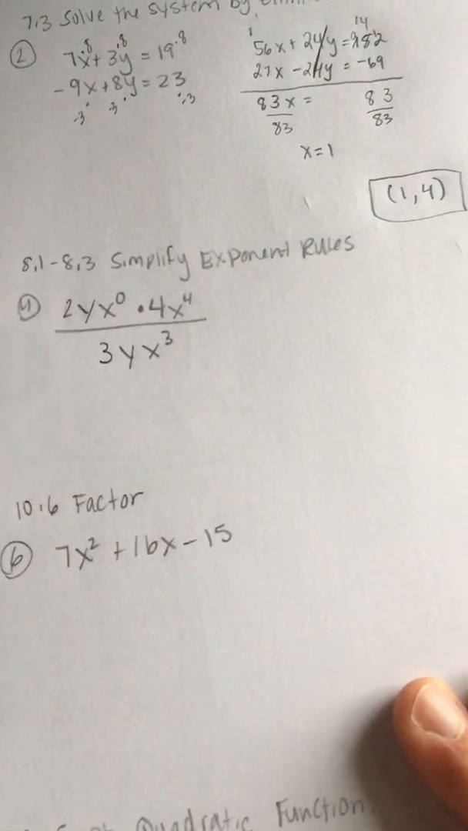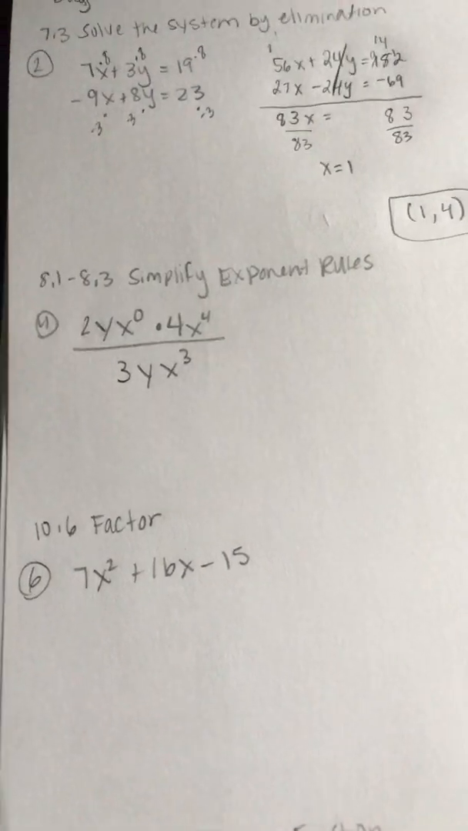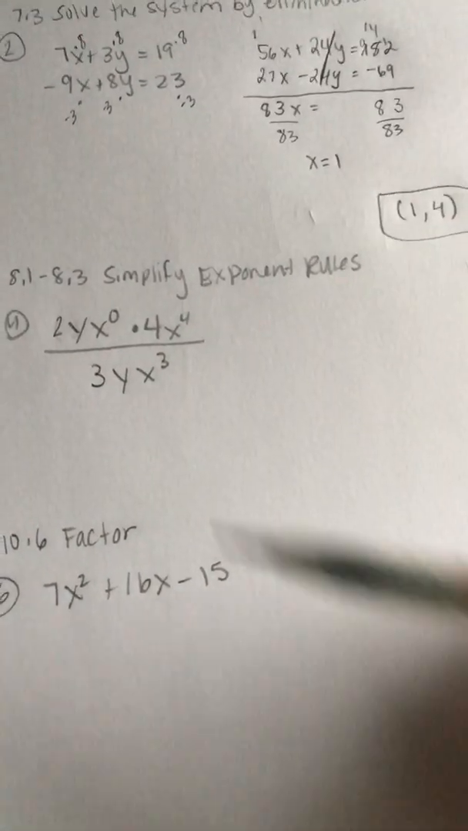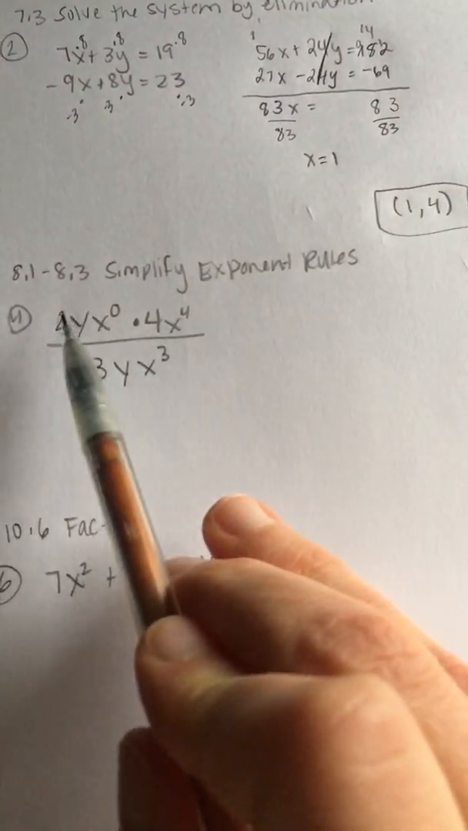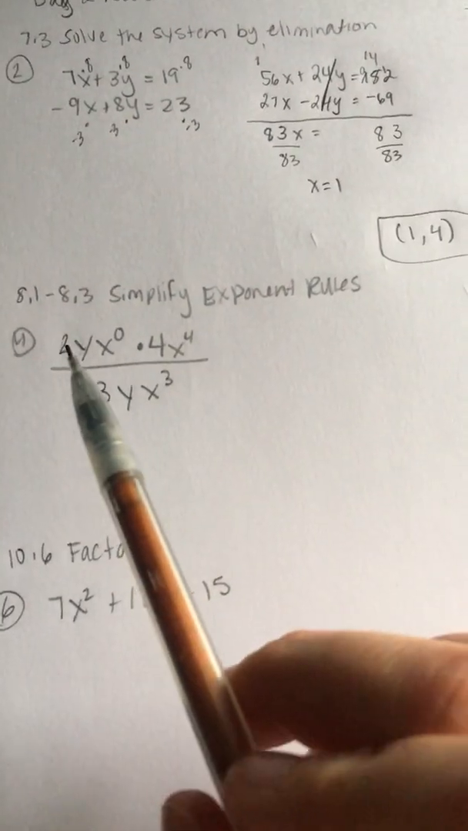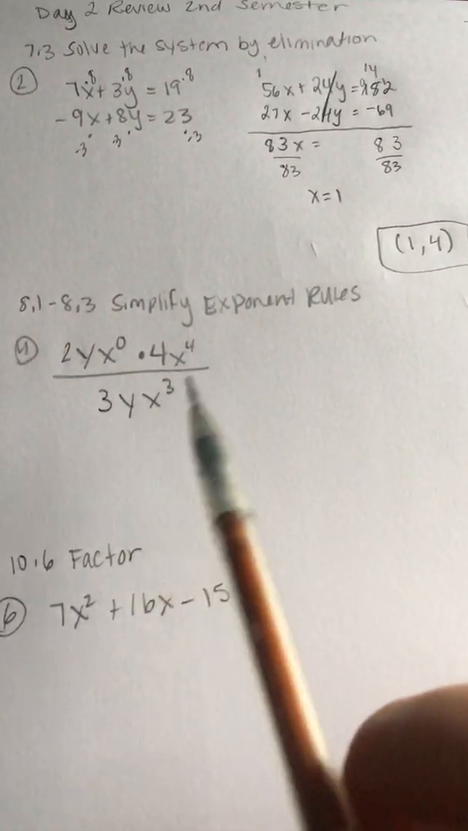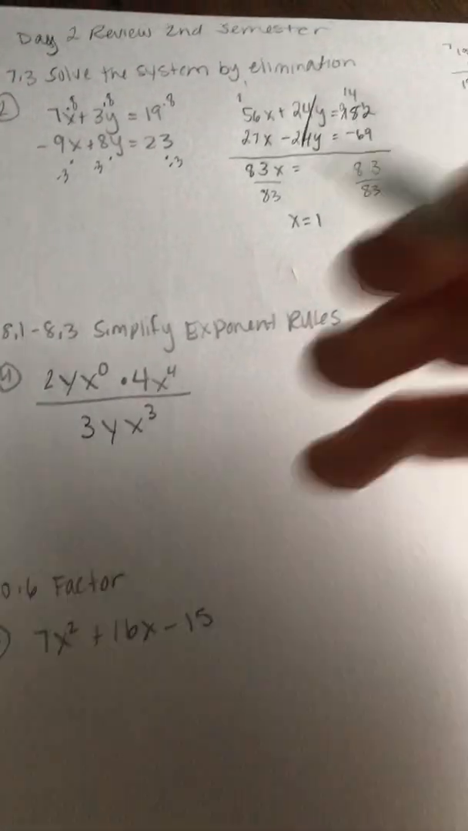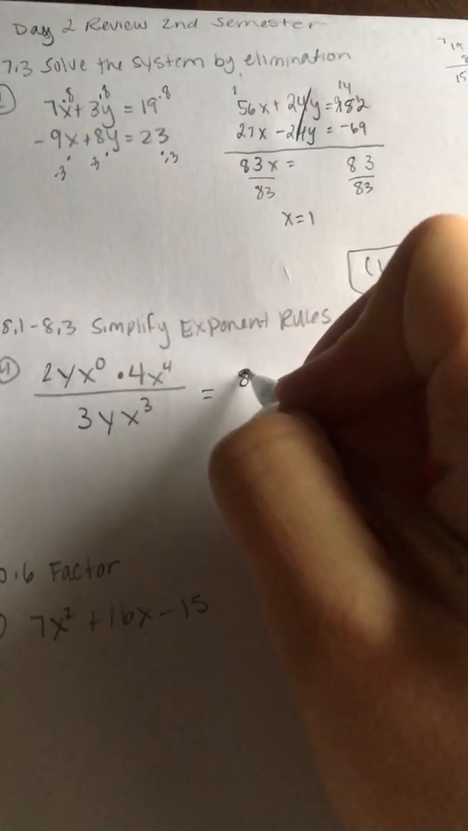8.1 through 8.3 review again. Exponent rules. We have no parentheses, so no multiplying. You know that I always like to work across next to clean up my numerator and clean up my denominator if I can. I like to organize the numbers and then the letters alphabetically. So I see in the top 2 times 4, which is 8.